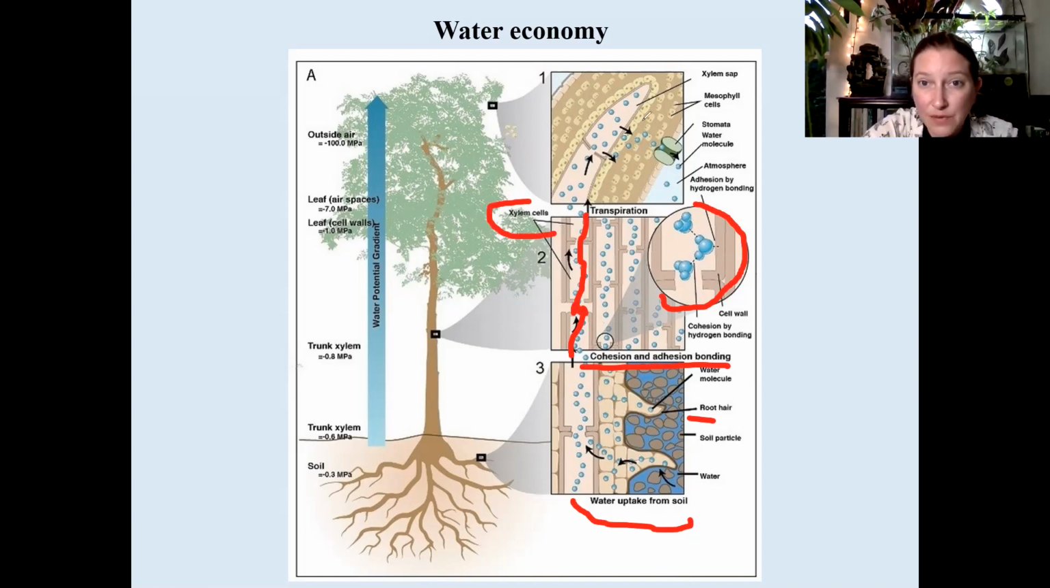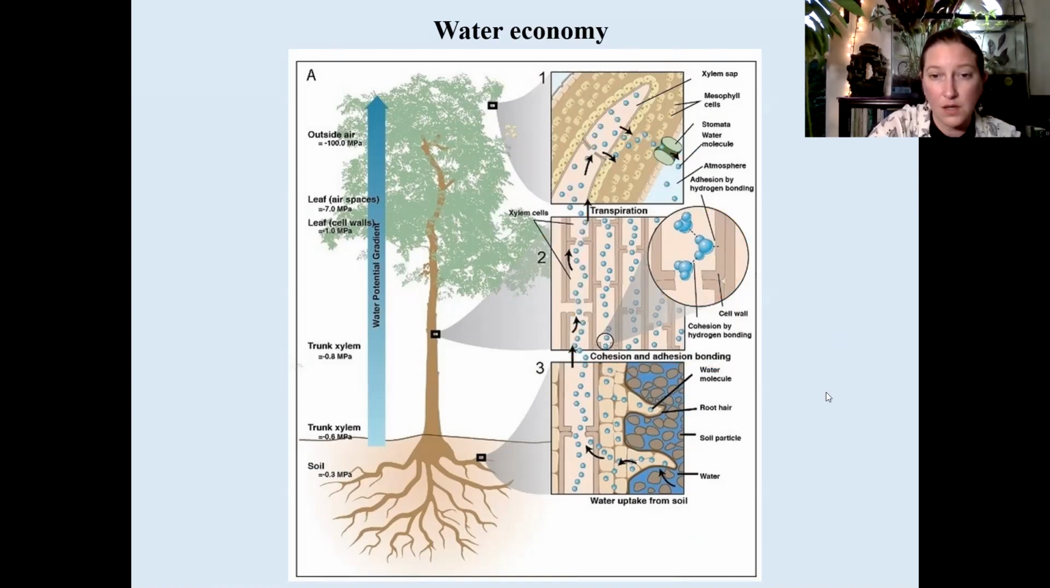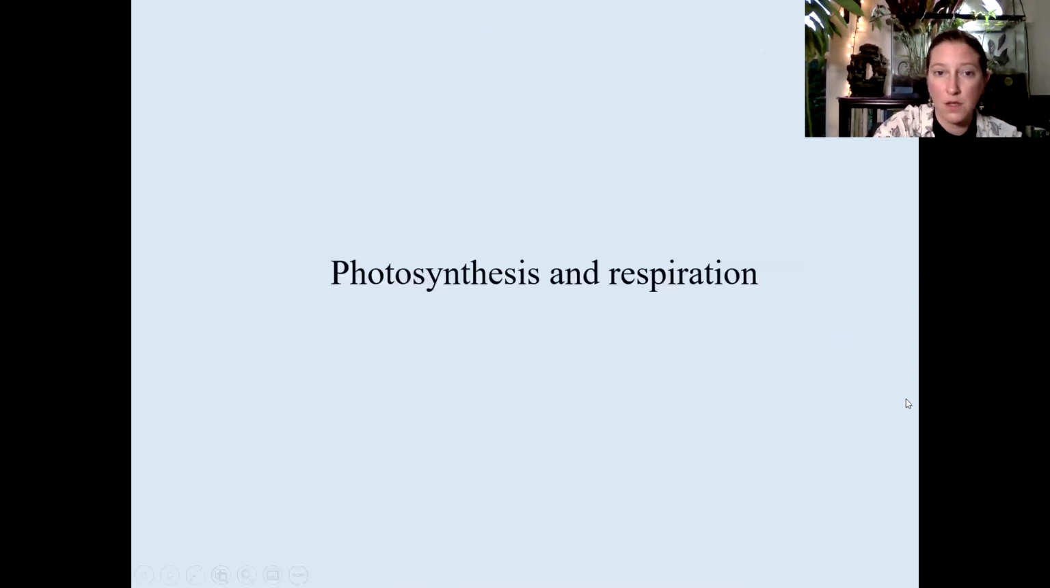And then ultimately in the leaf, right up here in the leaf, let me move this box if I can. Yeah. Up here in the leaf, they are coming through the xylem of the leaf and then ultimately moving through those mesophyll cells. Some of them are going to be used for photosynthesis. And ultimately getting released back into the atmosphere. You do not need to know the water potential gradient thing that's on the left side of this slide. Okay. All right, so that, like I said, most of that is review because we've covered water quite a bit in this class. So now we'll talk photosynthesis and respiration.